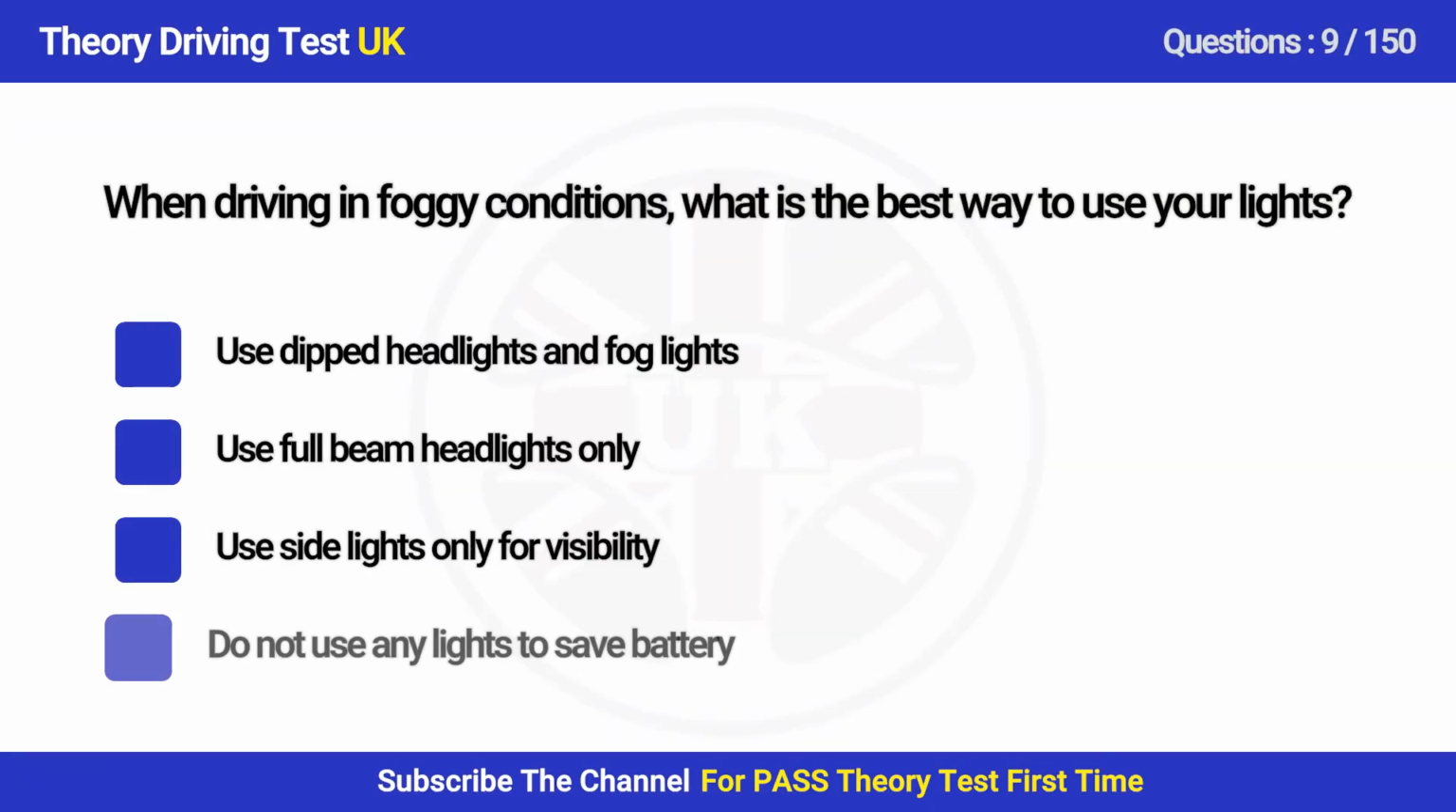Question 9. When driving in foggy conditions, what is the best way to use your lights? A. Use dipped headlights and fog lights. B. Use full beam headlights only. C. Use side lights only for visibility. D. Do not use any lights to save battery.